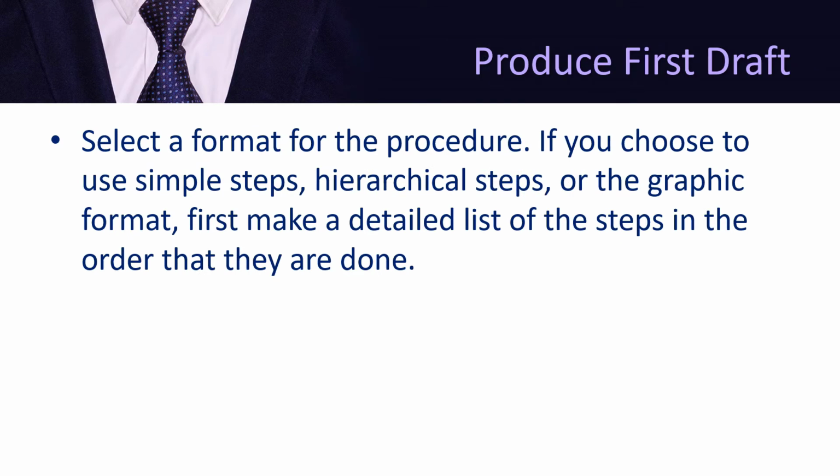Next is produce first draft. Select a format for the procedure, whether a simple step, hierarchical step, or graphic format. First make a detailed list of the steps in the order that they are done. A simple way to get started is to observe someone performing the process as it now exists and write down everything that the person does. This list is now a draft of the procedure.